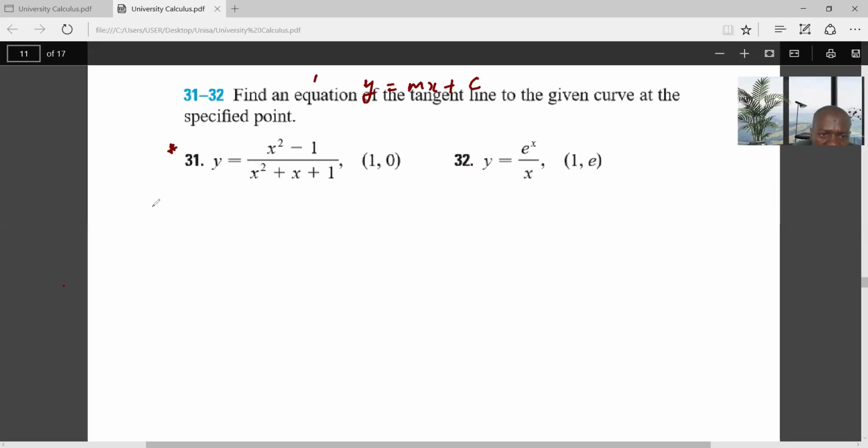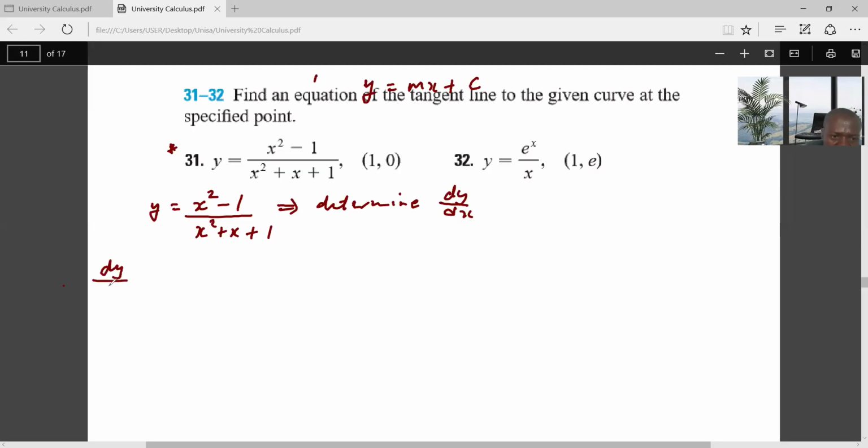So we have y equals x squared minus 1 over x squared plus x plus 1. We must first find the gradient function, dy over dx. And to do that, by looking at this, by the way guys, there's no need to simplify this. We have a fraction, so we have to use the quotient rule to make a derivative. And you know how to do this.